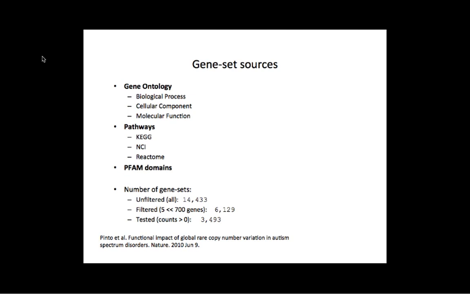Okay, so for the autism data set, we used all the gene ontology gene sets and also pathways from KEGG, NCI, and Reactome, and PFAM domains. Many of these gene sets are present in DAVID, but I'm not sure if all of them are. We filtered gene sets so that we kept those with greater than 5 genes and less than 700 genes. This led to 6,000 gene sets, and the ones that we had actual data for were only about 3,500. If you're interested in how this was done and other work done behind the scenes, you can look it up in this paper that was published last year.